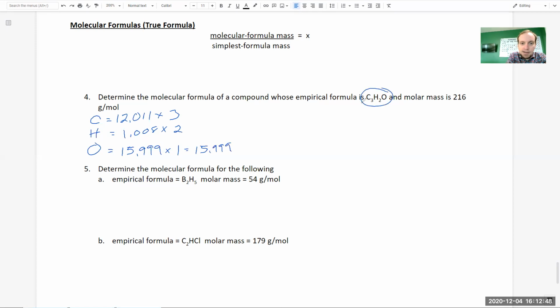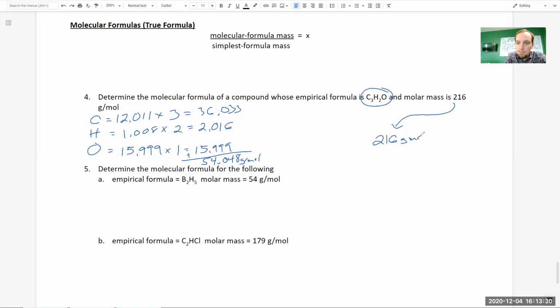15.999. Again, I'm just looking at this right now, just so you understand what I'm doing. 2.016. And this would be 36.033. Okay, then we're going to add those together, of course, because that is what molar mass is. The total mass of this particular compound in the ratio of 3 to 2 to 1 is 54.048 grams per mole.